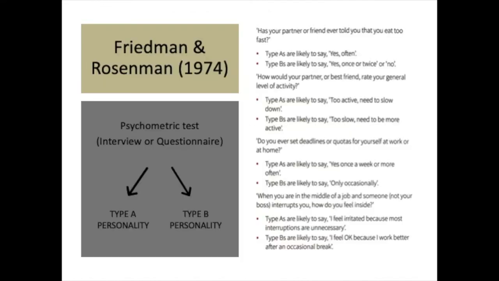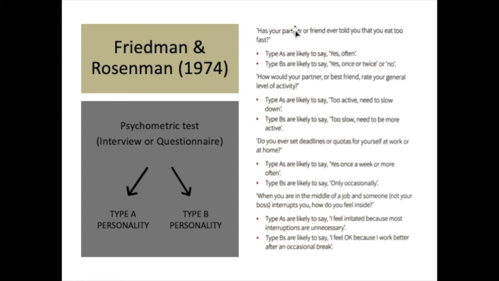Okay, now the last one. Yes, Friedman and Rosenman, remember, saying that type A personality tends to be more stressed and tends to develop coronary heart disease. That was in your first subtopic. So here, easy: if you want to know someone's level of stress, try to figure out which type of personality they are, kind of like a personality test. To do that, we use psychometric tests, either an interview or a questionnaire, to find out whether it is type A personality or type B personality.